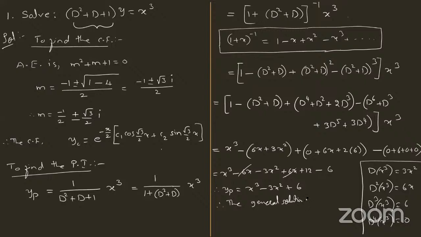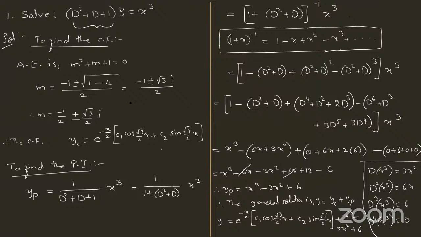Now if you write the final solution, the general solution is y equals Yc plus Yp. That is, y equals, see, you got the complementary function: e to the power of minus x by 2 times (c1 cos(√3/2 x) plus c2 sin(√3/2 x)), and all this plus this particular integral, whatever you got here, x³ minus 3x² plus 6. So that's your solution.